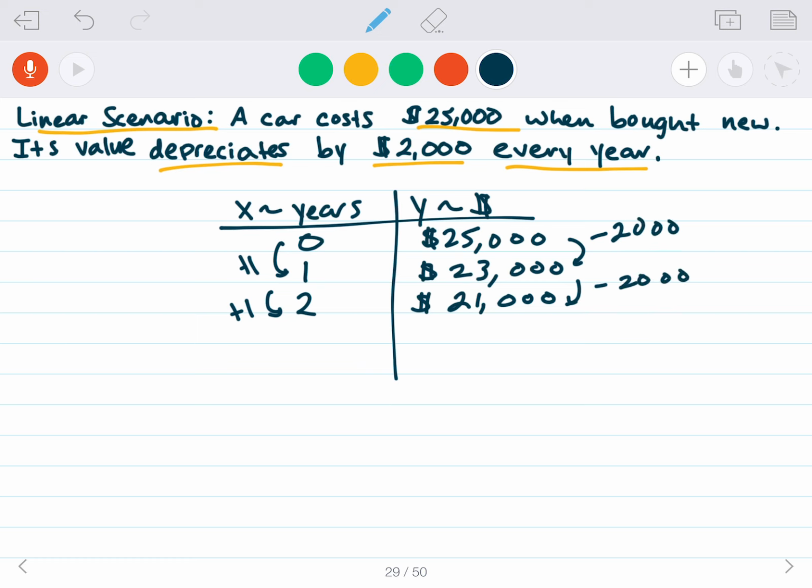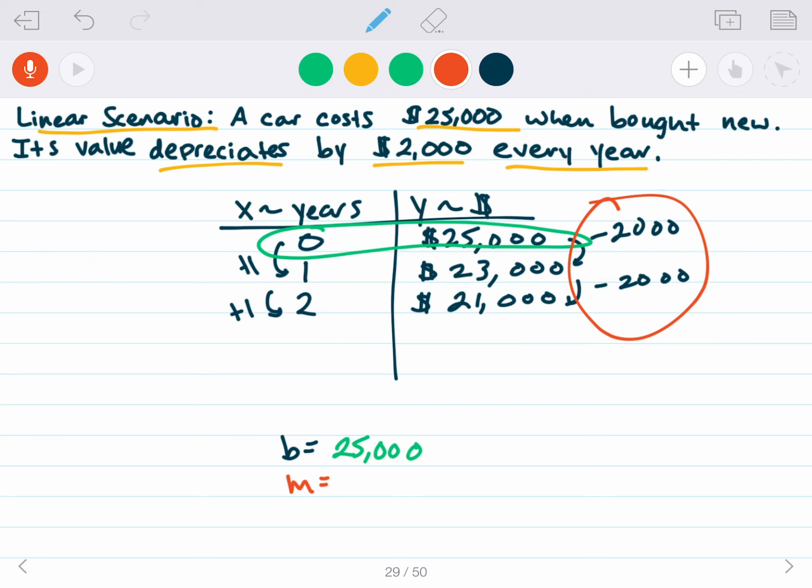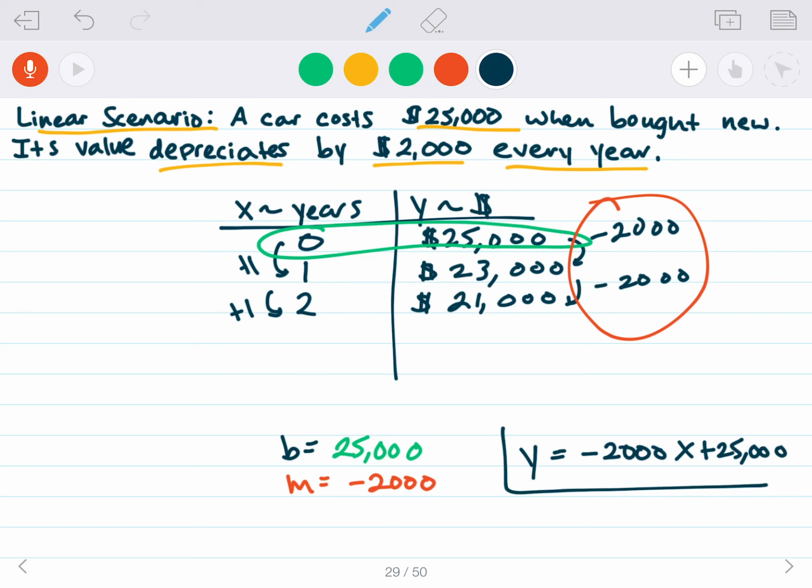Okay, so if you were to write an equation for this, well, we have our y-intercept, which is our starting value, that's b, that's where x is 0. So our y-intercept is 25,000, and our slope is going to be how much we're increasing or decreasing by, and that's going to be minus 2,000. So an equation that could represent this linear situation is y equals negative 2,000x plus 25,000, where minus 2,000 is the slope and 25,000 is the y-intercept.